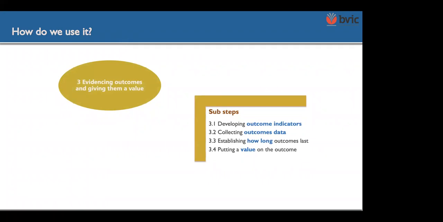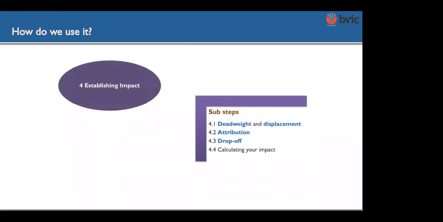Then the third step would be, once you have all the outcomes, you see what is the evidence of those outcomes and how do you value those outcomes. If there is no direct value possible, then there is an indirect way to assign or assess the value and arrive at the value. Then you establish the impact. There are a few technical terms such as dead weight, displacement, attribution, drop off. These all become important when you go to the impact assessment, when you do the impact calculation.